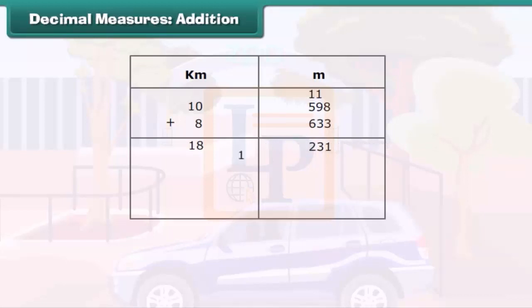Thus, 1 kilometer is added to 18 kilometers. In total, they have covered a distance of 19 kilometers and 231 meters. Similarly, we can add the quantities given in different units.